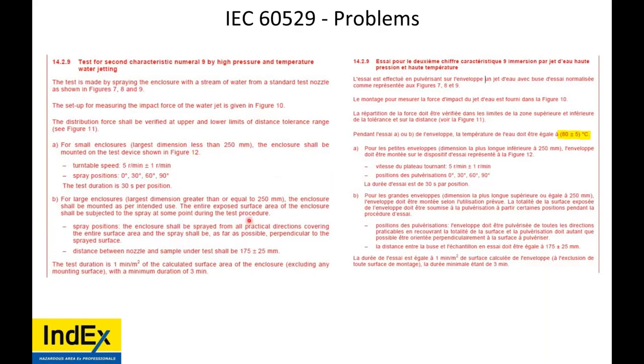Now, there are problems with the standards. Between the English on the left and the French translation on the right, there is something missing from the IP69, the 9 test within IEC 60529. In the French test, they clearly identified the temperature that the water must be at, 80 degrees plus or minus 5 Celsius. In the English version, it's not called for.